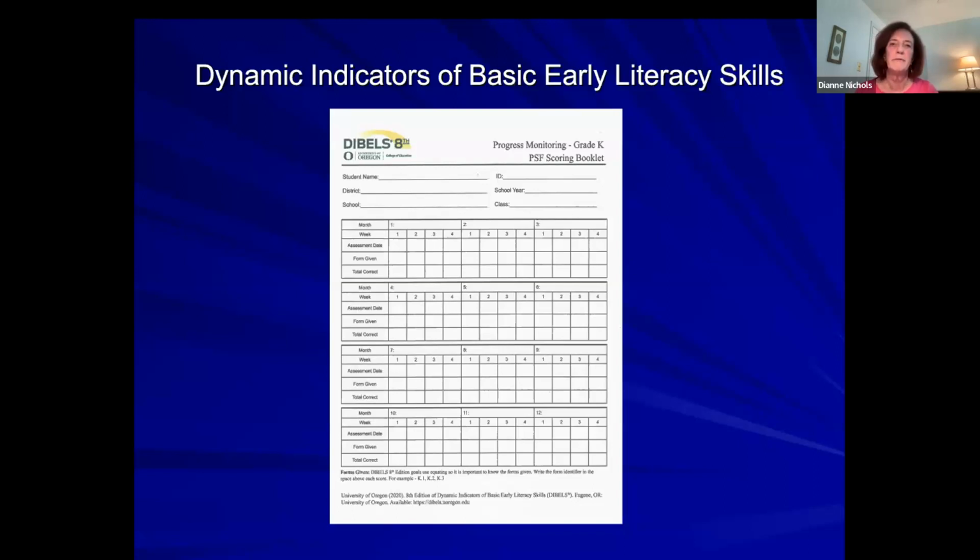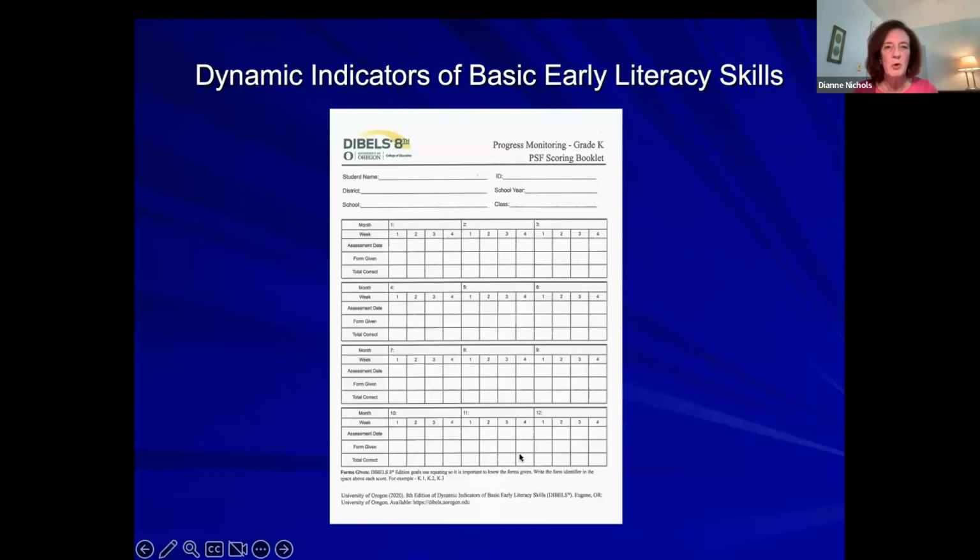I mentioned earlier, phoneme segmentation was what we were doing. And so this is phoneme segmentation fluency. This assessment is from the kindergarten level, but you can use it with any student. These materials are downloadable free from dibels.uoregon.edu. And this is on my summary page. Nonsense word fluency is another one.